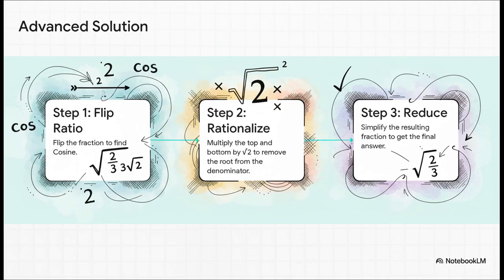First, we do what we know. To get from secant to cosine, we flip the fraction. Simple. But that leaves us with an ugly square root on the bottom, which is a big math no-no. So, step 2, we rationalize it. That's a fancy word for multiplying the top and bottom by that square root of 2. After that, we just clean up the fractions, simplify it, and we've got our clean final answer.